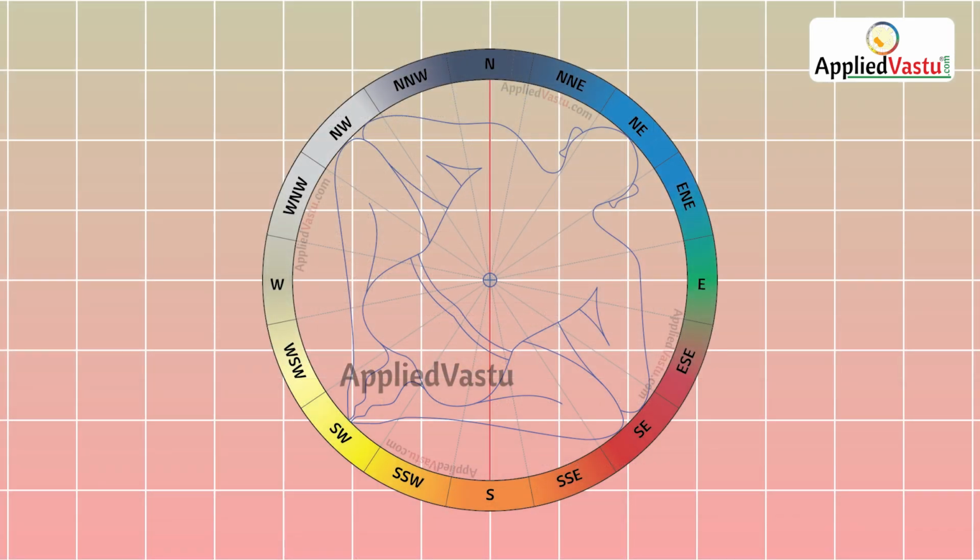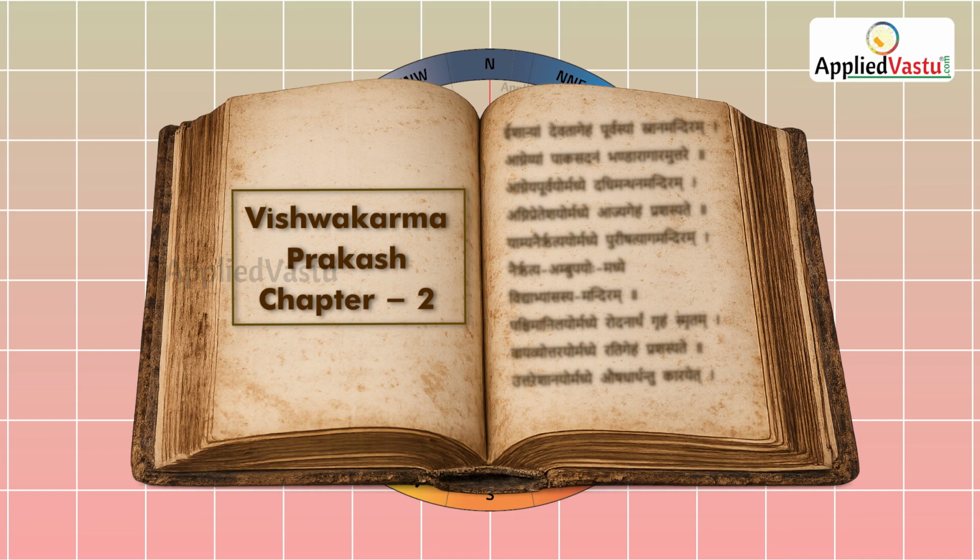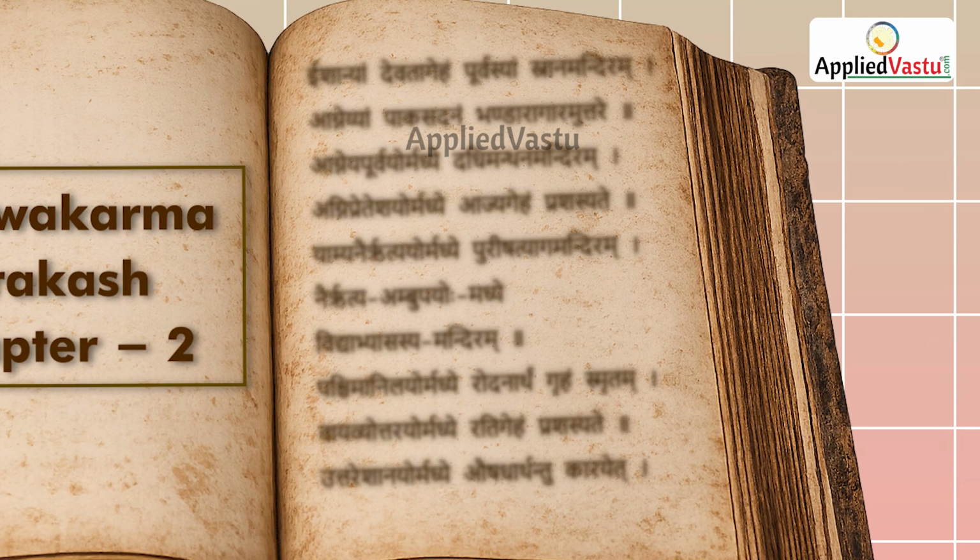Now, let's concentrate on the attributes of the 16 directions. As mentioned earlier, these 16 directional divisions are described in the ancient text Vishwakarma Prakash, chapter 2. We will now study the classical shlokas one by one and understand the attributes and significance associated with each direction.